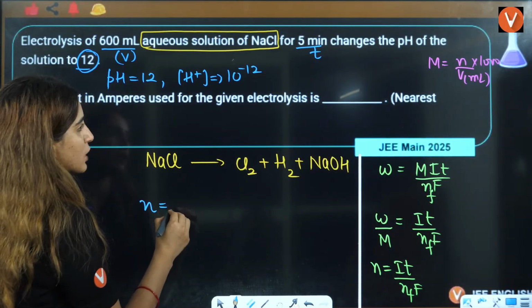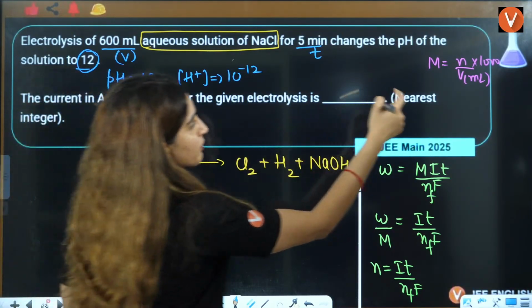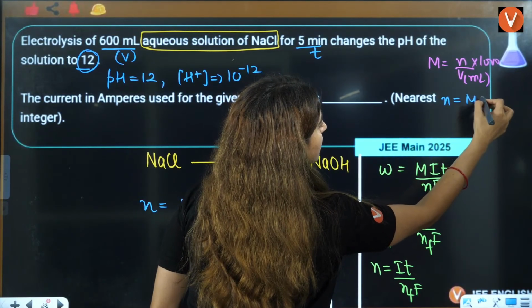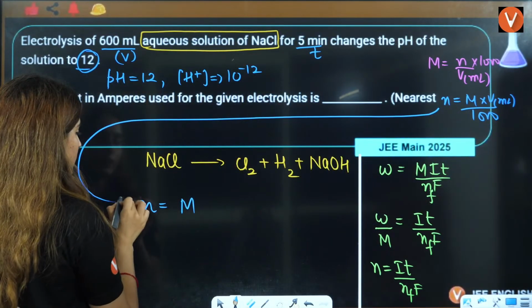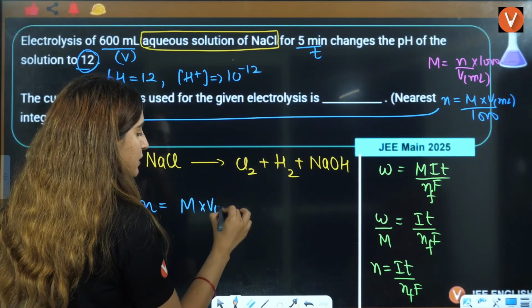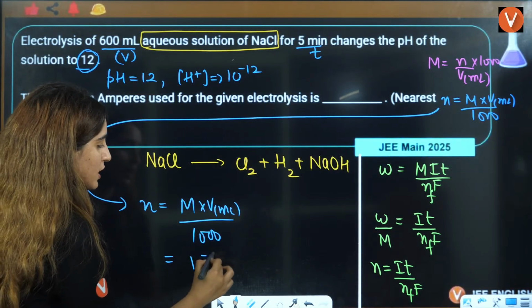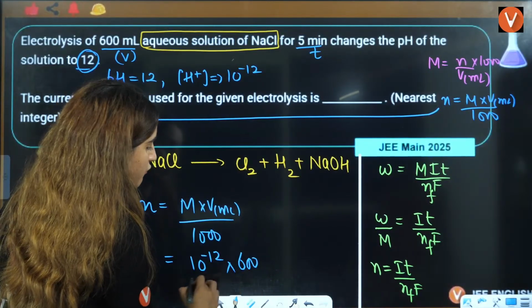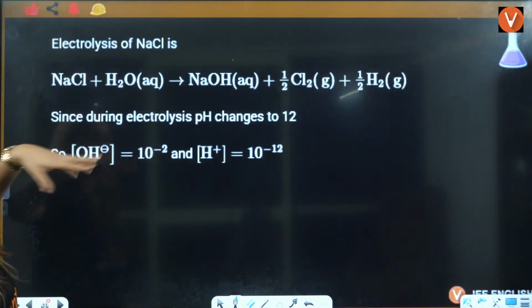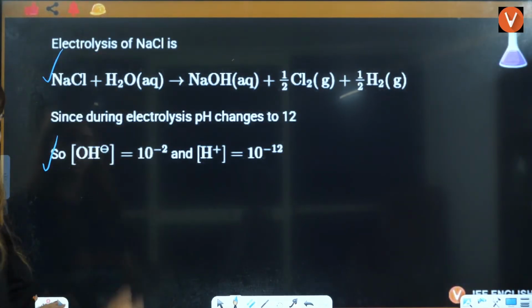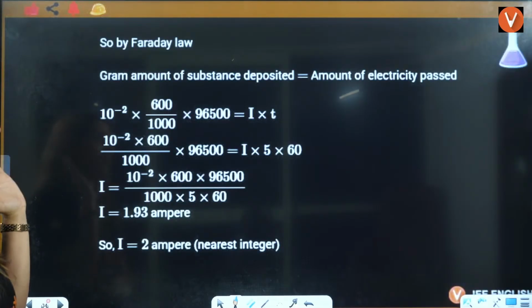So number of moles is equal to, can we say molarity? Molarity. From here, number of moles is molarity into volume in milliliter divided by 1000. So I'll put this value here. Okay. Molarity is given to be 10 raised to the power minus 12. Volume is given to be 600 divided by 1000. You'll solve this and you'll put this value here. So after solving the number of moles here, they have just directly put it here.